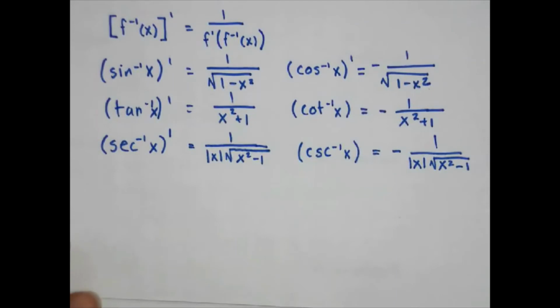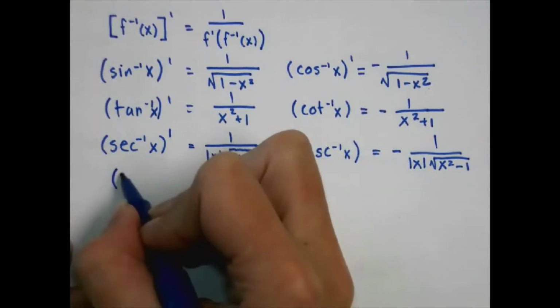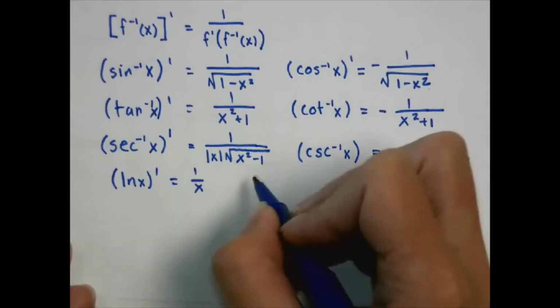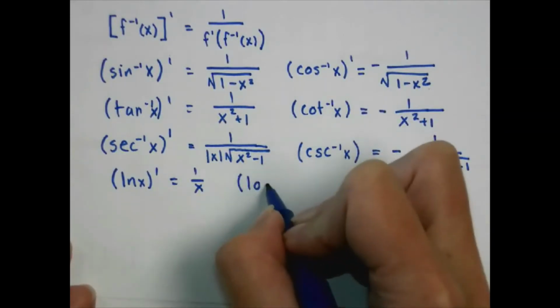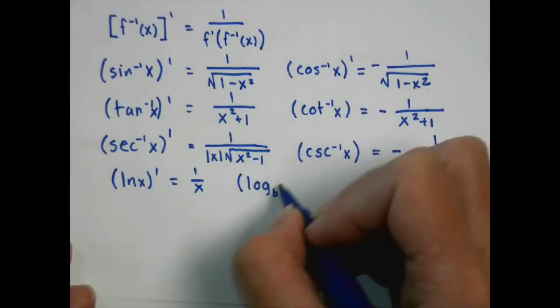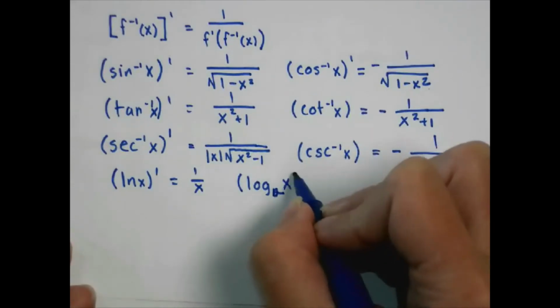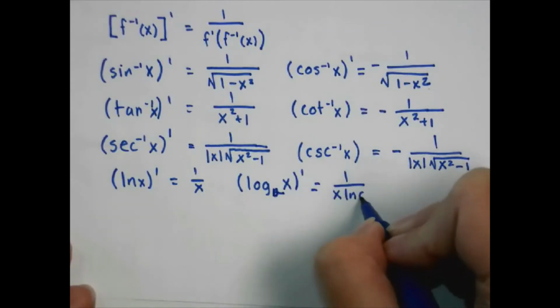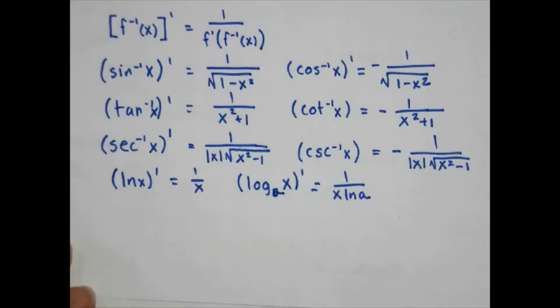So two more derivatives to add to our derivative list. The derivative of natural log of x is 1 over x. The derivative of log base a of x is 1 over x natural log of a. You want to make note cards on those to help you out. So from here on out, now we have two more derivatives we can use.